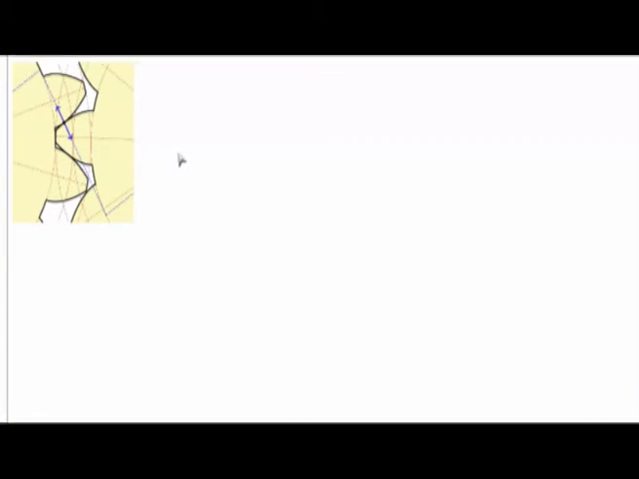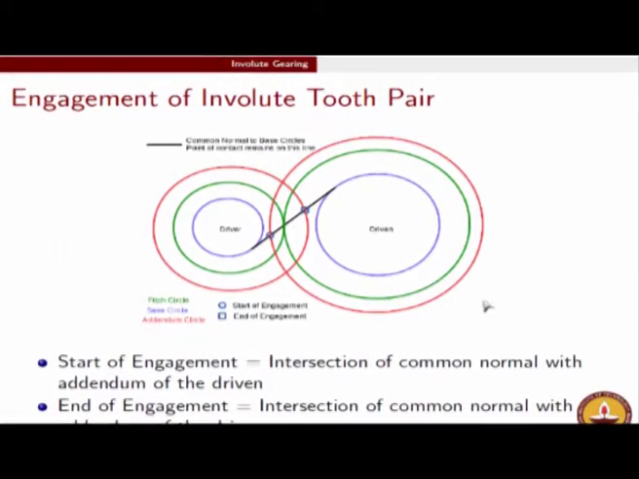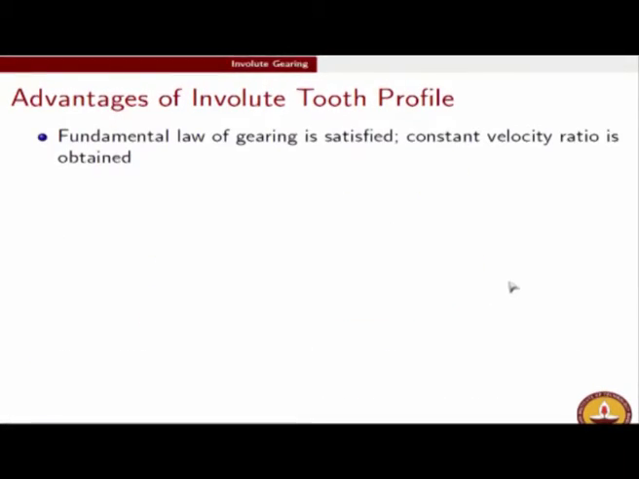So again, this is the geometry of engagement of the gears. This idea will be extremely important both in the derivation of interference as well as in the contact ratio derivation, which hopefully we should be able to do in the next class. But you must understand the geometry of the gears very nicely such that you are able to derive those results. So the start and end of engagement is given here.